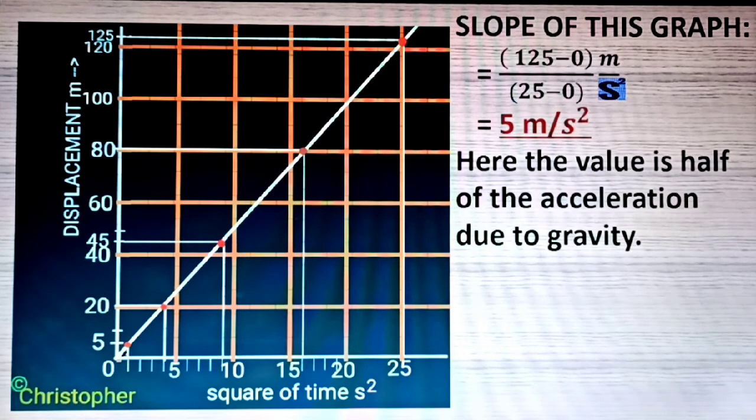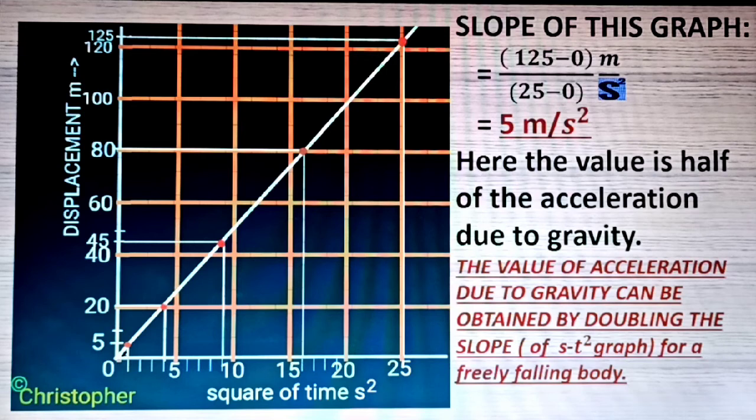So we have 125 minus 0 meter divided by 25 minus 0 second square, that is 5 meter per second square. Here the value is half of the acceleration due to gravity. So we see the value of acceleration due to gravity can be obtained by doubling the slope of s versus t square graph for a freely falling body.